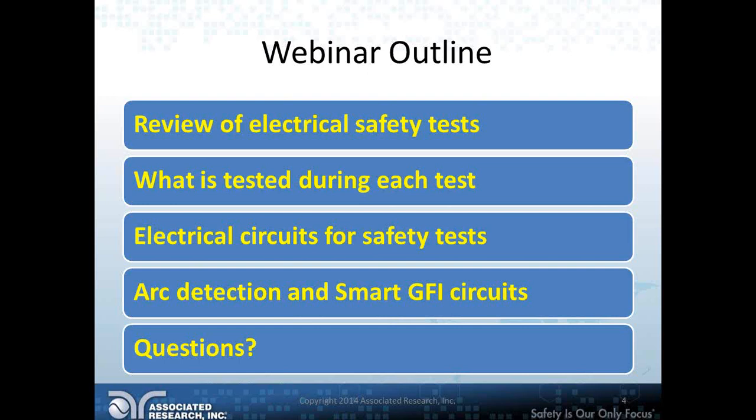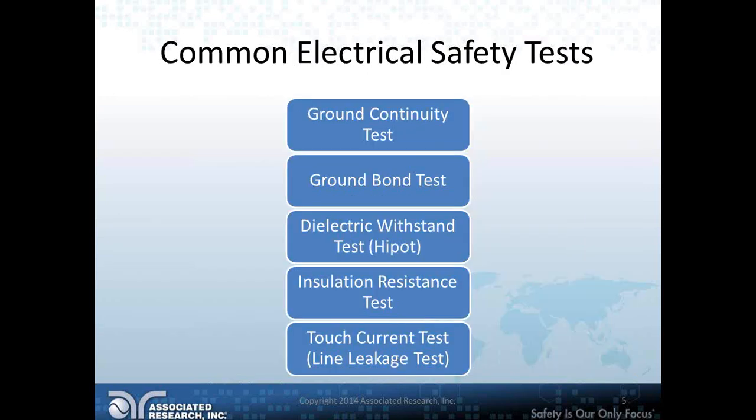Starting with our common electrical safety tests. The first and most basic of all the tests is the ground continuity test. The next one is the ground bond test. Then the dielectric withstand test, also commonly known as the HIPOT test, which is the most common type of electrical safety test. Then there's the insulation resistance test. And lastly, the line leakage or touch current test.